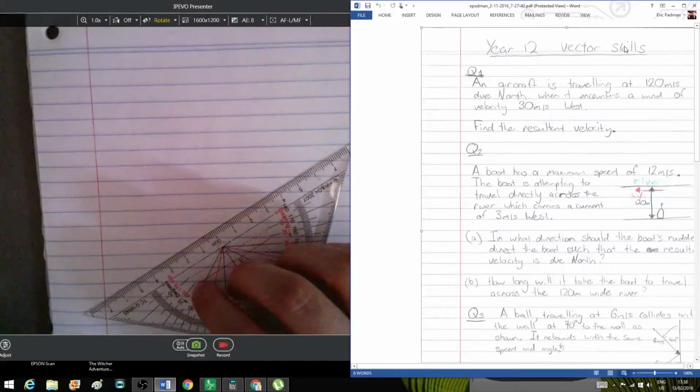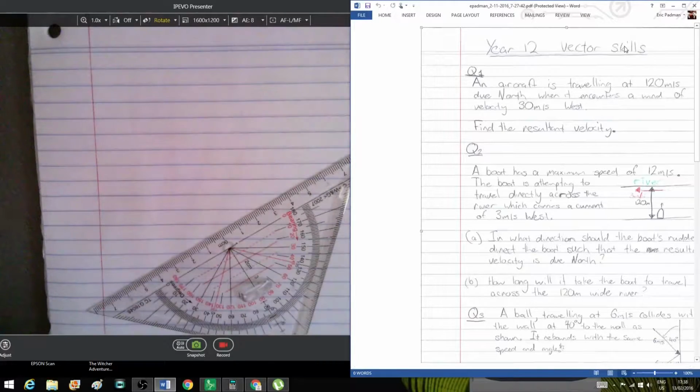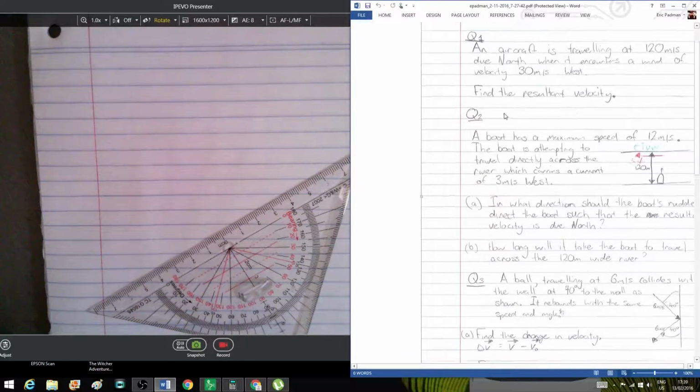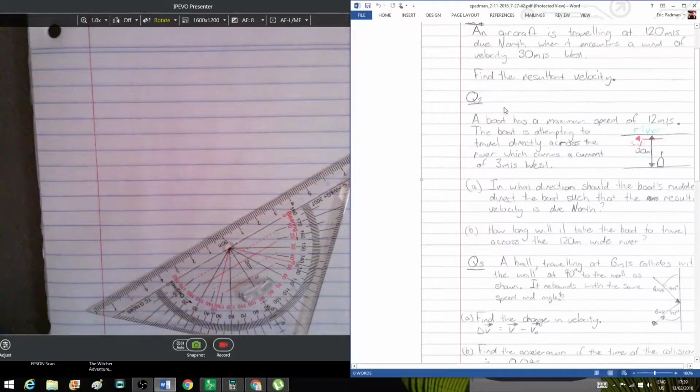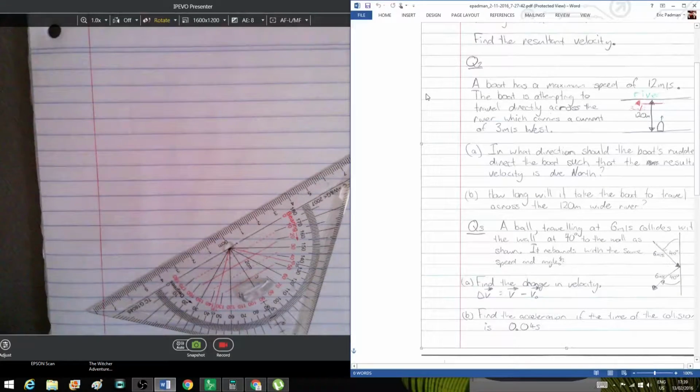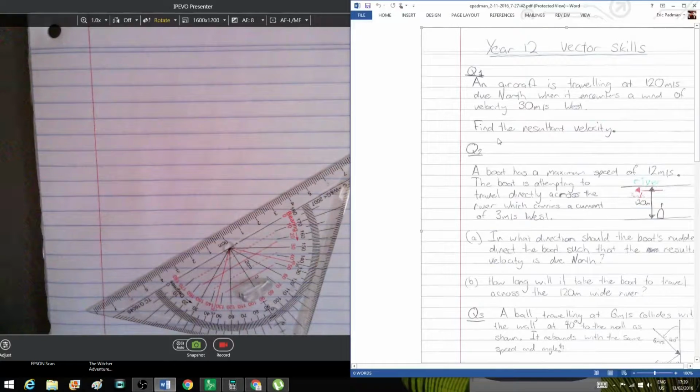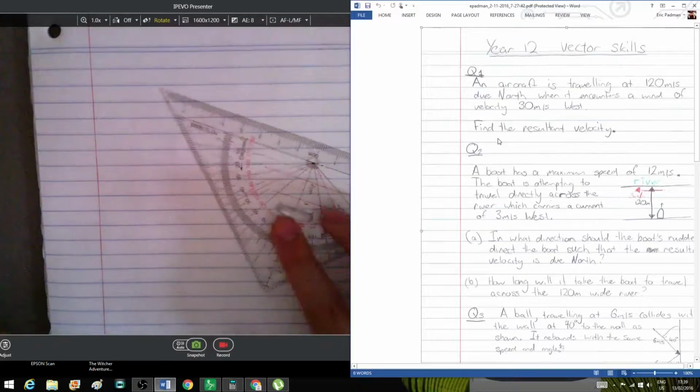Hello everyone, I'm going to go through the Year 12 revision vector skills questions. I set a few questions in regards to vector problems that require vector addition, subtraction, as well as some basic and advanced trigonometry. Alright, so let's have a try at some of these.